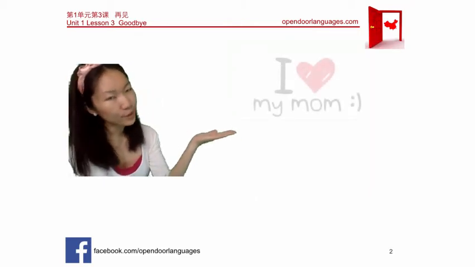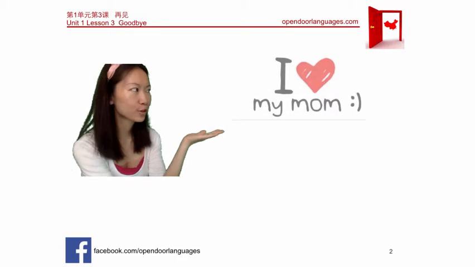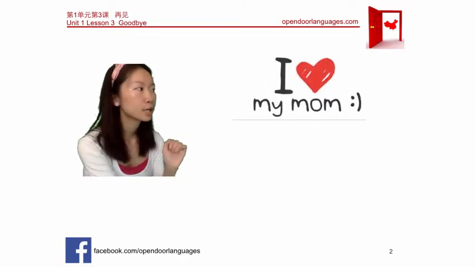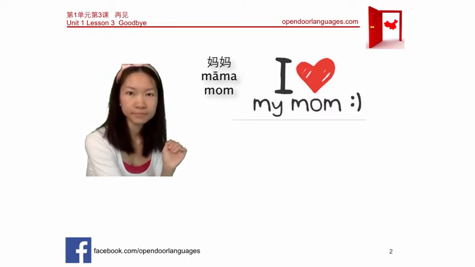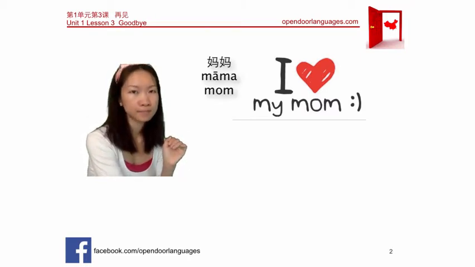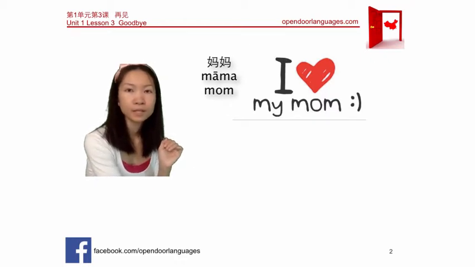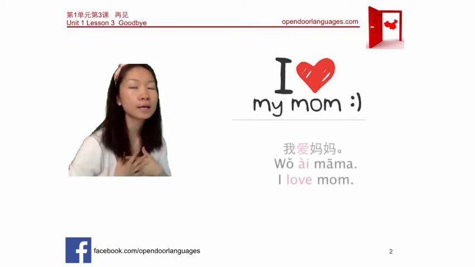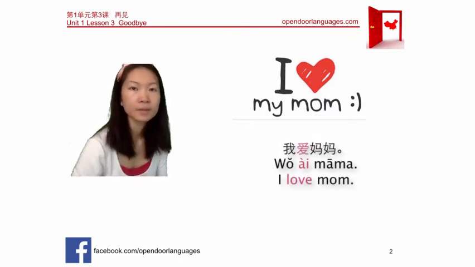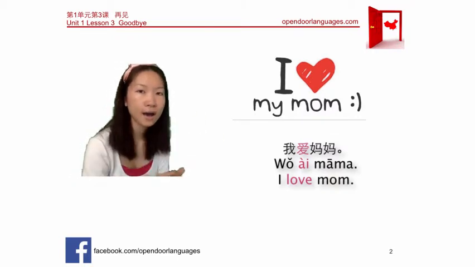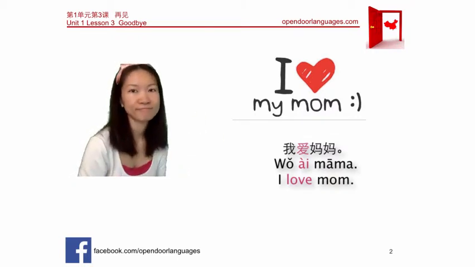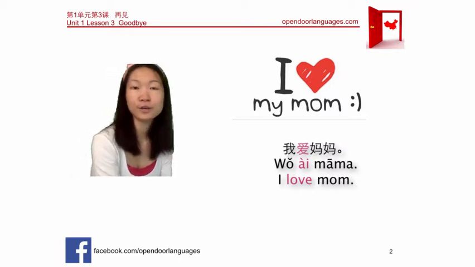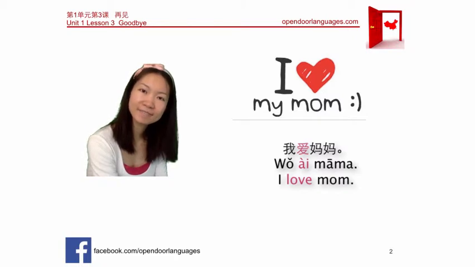So look at this picture, huh? How to say I love mom? So mom is mama. Mama means mom. So I love mom is 我爱妈妈。我爱妈妈。I love mom. So how about you tell your mom, I love you in Chinese?